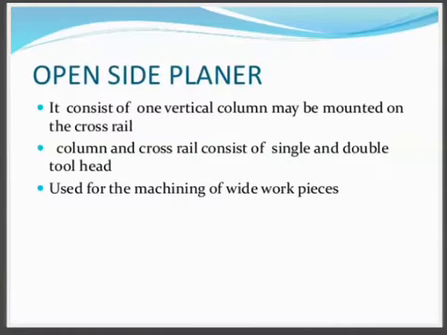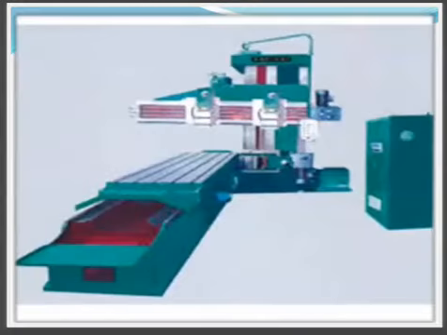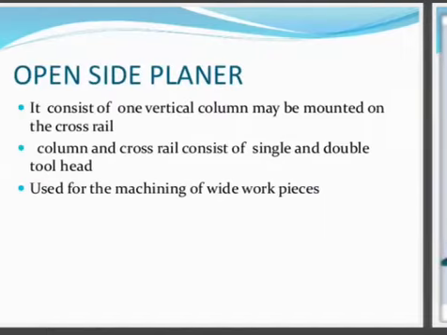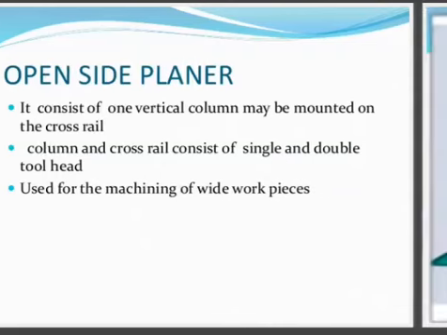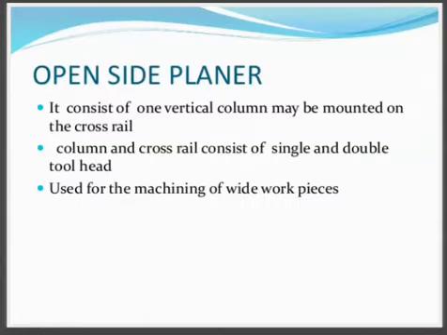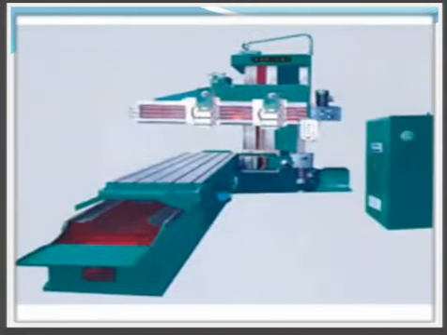The next is the open side planer. It consists of one vertical column. See that only one vertical column is there. It may be mounted on the cross rail. The column and cross rail carry single or double tool heads. See the figure.